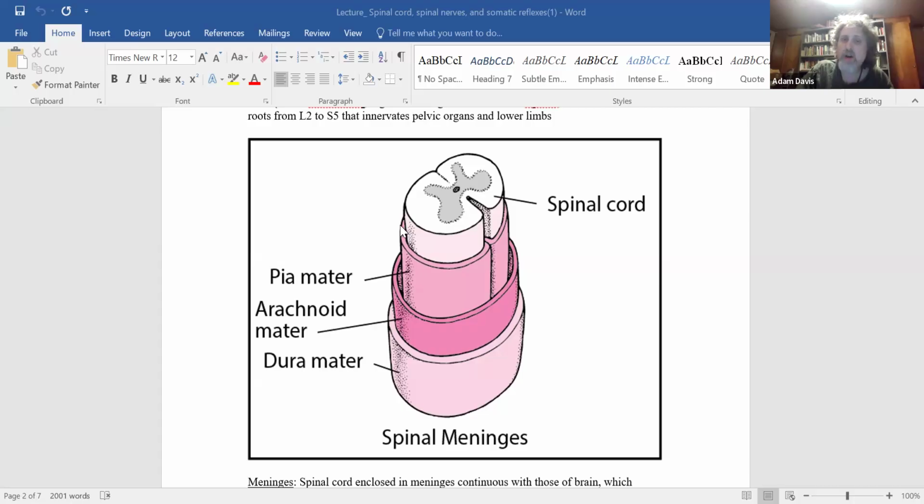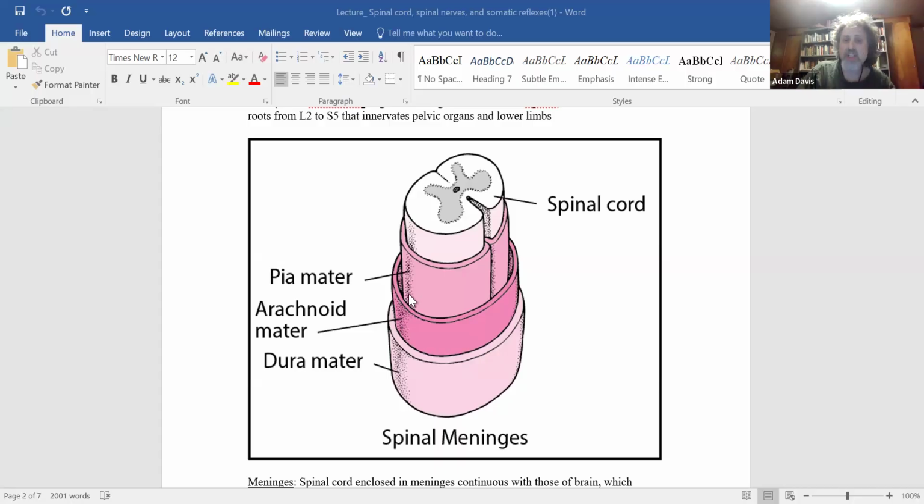Here you see the pia mater. Note how closely it clings to the outer surface of the spinal cord. Here is the arachnoid mater, not labeled on here, but you can see there's a gap between the arachnoid mater and the pia mater. That's the subarachnoid space where the cerebrospinal fluid will be circulating.